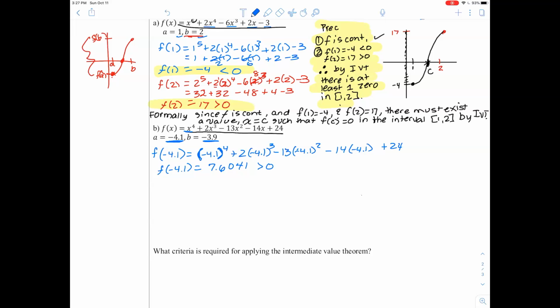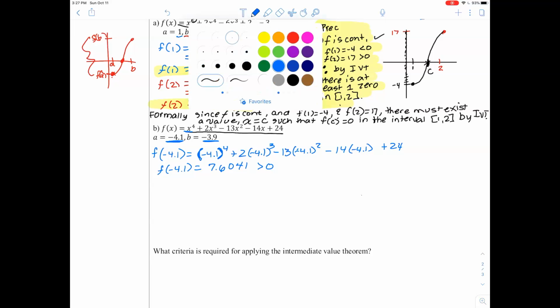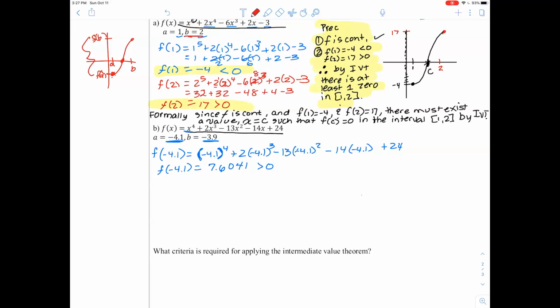And remember, we're trying to prove zeros. So if the f of negative 3.9 is negative, then there must be a 0. So let's see this, negative 3.9. So we're going to plug in negative 3.9 to the fourth plus 2 times negative 3.9 cubed minus 13 times negative 3.9 squared, minus 14 times negative 3.9 plus 24.